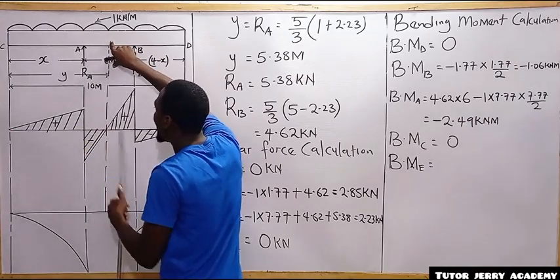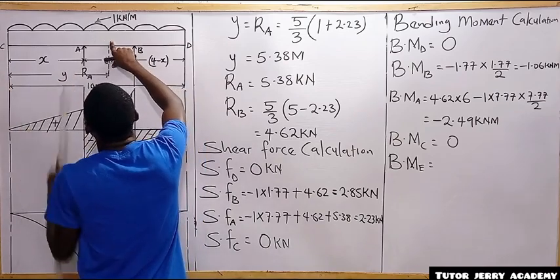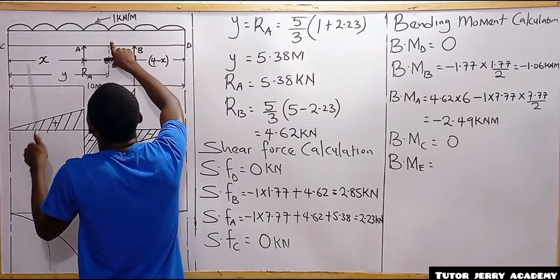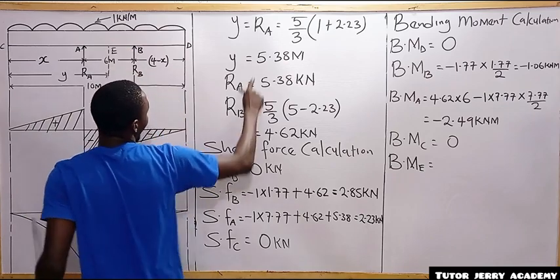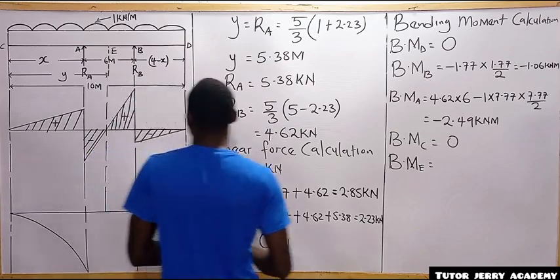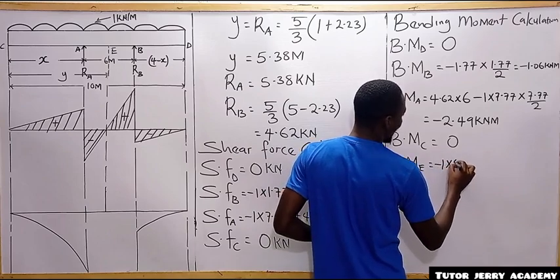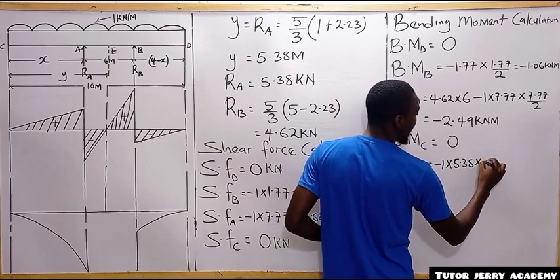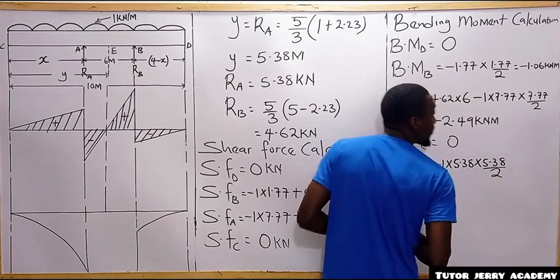The first one that we have here: the total distance is y, and we have a uniformly distributed load. So that is going to be -1 times y, then times y divided by 2. And don't forget our y is 5.38. So we are going to have -1 multiplied by 5.38, then multiplied by 5.38 divided by 2.